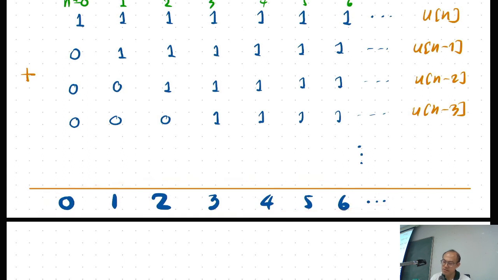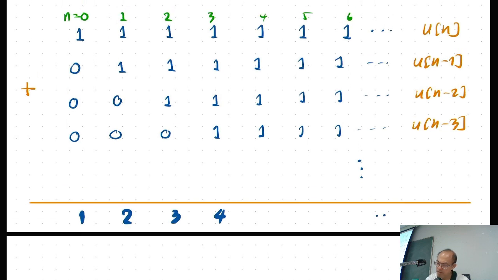So what kind of signal is this? Sorry, I think this is 1, this is 2, 3, 4, 5, 6, 7, and so on here. So what kind of signal is this? Of course, when n is negative, it is 0.